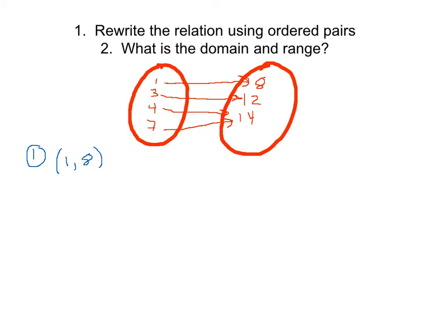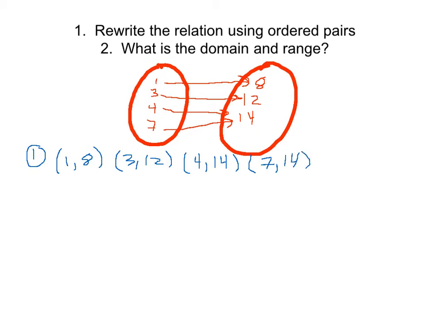And that just tells you that the input of 1 is mapped to the number 8. If you press 1, you're going to receive 8. Same thing with the others: (3, 12), (4, 14), and finally (7, 14). And that's all we need to do.